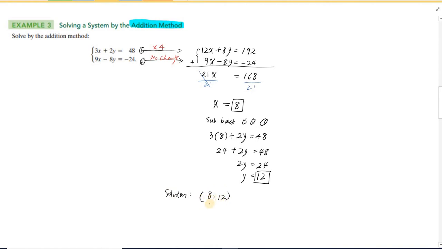Be careful with this, okay? You're always going to have the ordered pair. So your order should always be x and y. Sometimes you're going to get y first. You still have to write this order.